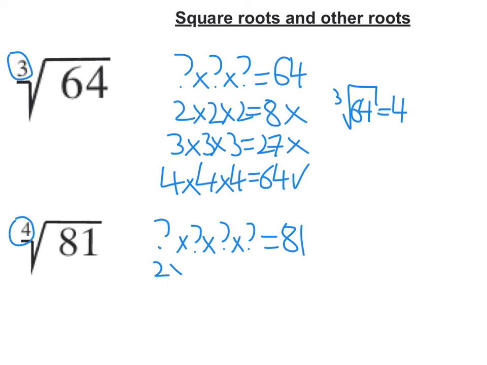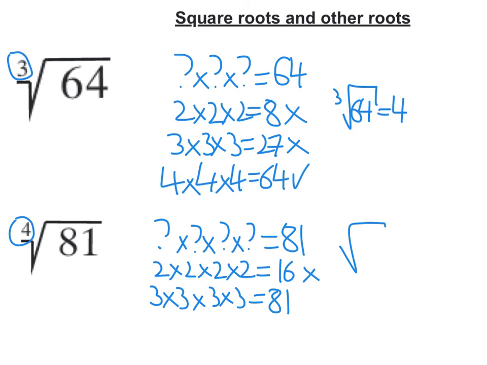Let's start with 2. So 2 times 2 is 4, times another 2 is 8, times another 2 is 16. Should have known that wouldn't work because obviously 2 times anything would be an even number. We're looking for an odd number. Let's try 3. 3 times 3 is 9, times another 3 is 27, times another 3 is 81. So the fourth root of 81 is 3.